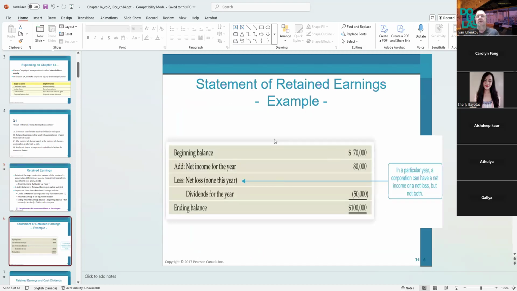Simply, we can do it this way. Statement of retained earnings, that will be the example. Beginning balance, always. We're going to add the net income for the year or the net loss on the year. Then we're going to deduct the dividend that was declared, and we're going to get the ending balance. Now, one thing that you should know is that when the dividend becomes a liability, can somebody remind me about that?